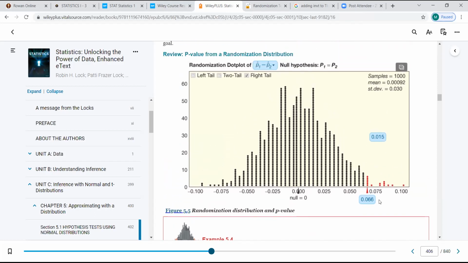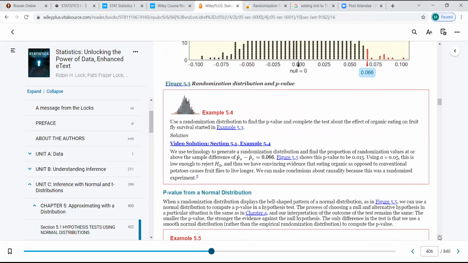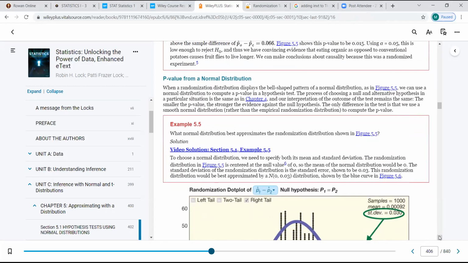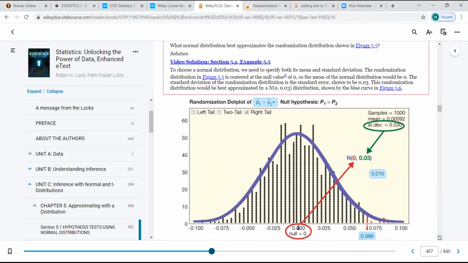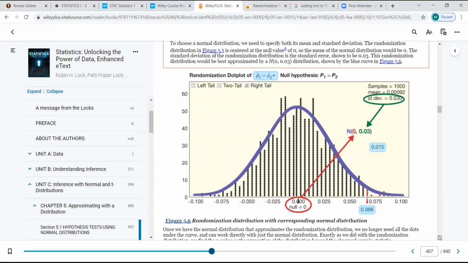Now the question, of course, is, with this p-value here, are we going to reject or not reject the null hypothesis? So first of all, let's see if we can calculate the p-value as if that curve that we just saw is a normal curve. So here's the randomization plot again, and look what they're doing here. They're drawing a normal curve around it because it looks kind of normal. So they're saying, let's assume that we're going to use this normal curve instead of the randomization plot.